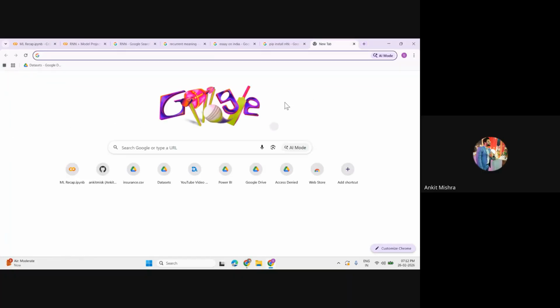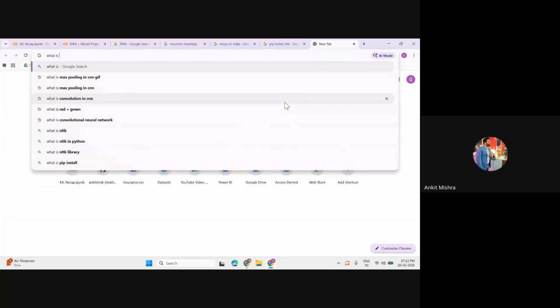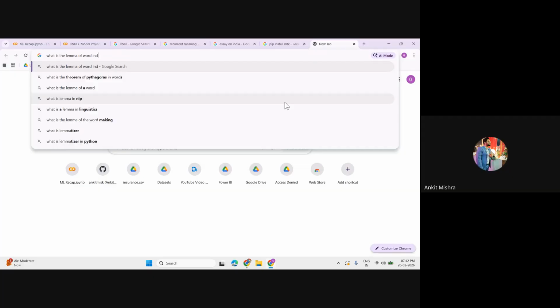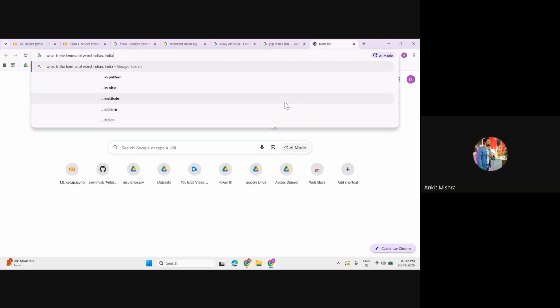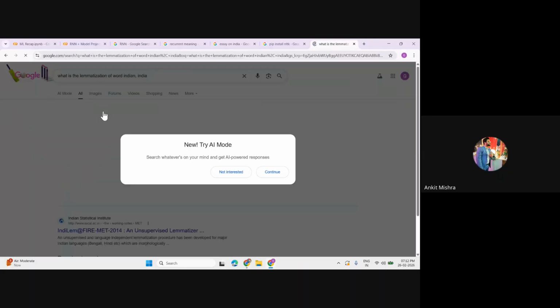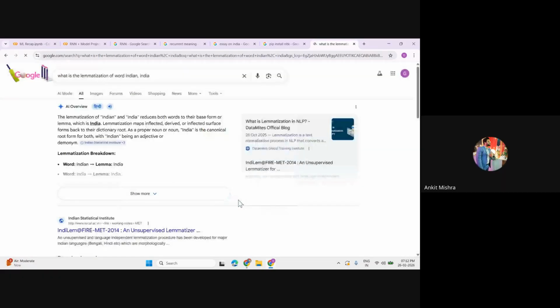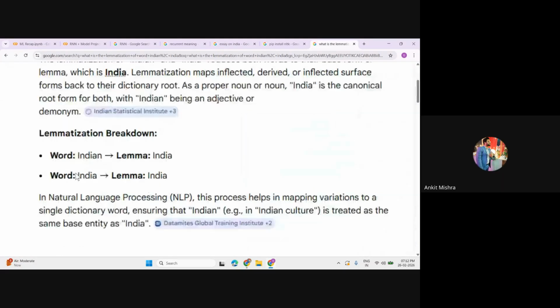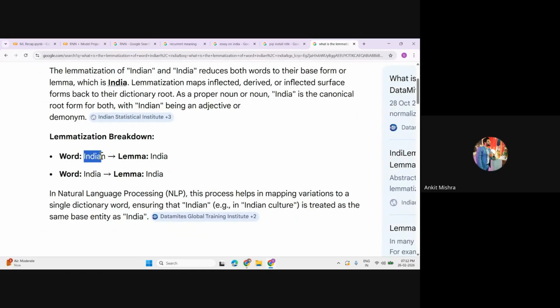So let me go and show you this. What is lemmatization? Lemma of word Indian or India. Okay, and this will give you the lemmatization concept. Lemmatization will break down the word into its root word. The actual word is Indian, but the lemma word is India. The actual word is India and the lemma word is Indian.